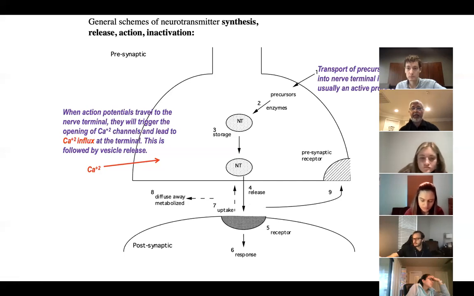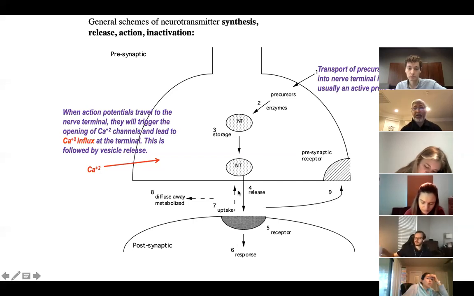Next, what will happen? This neurotransmitter that is released from the vesicle will bind to the postsynaptic membrane. Look here. This is the receptor in the postsynaptic membrane, and the neurotransmitter will be bound to this one, and it will elicit a response. Now, what type of response will it be? That depends on what type of neurotransmitter is being released.